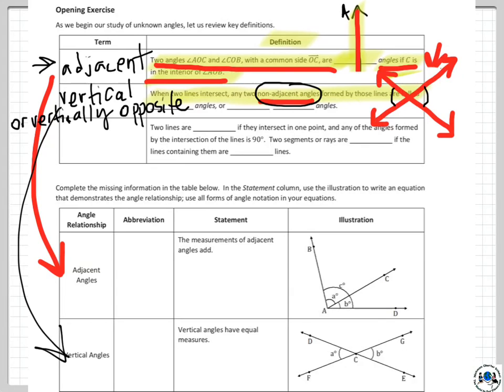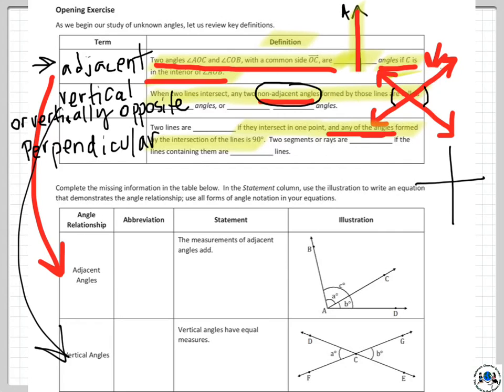And it says two lines are blank if they intersect in one point, and any of the angles formed by the intersection of the lines is 90 degrees. Okay, and that means any or all. The two segments or rays are blank if the lines containing them are blank lines. And that term, I hope you know, is perpendicular.